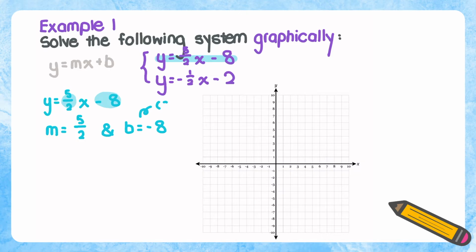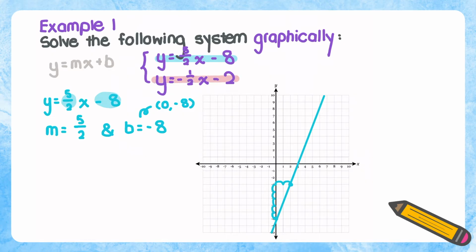All right, so since b equals negative 8, our y-intercept is at (0, negative 8). So let's graph this. I find (0, negative 8), and then I rise 5 and run 2. And I connect these dots to get my line for this equation. So here's the first line. Next, let's graph the second equation.